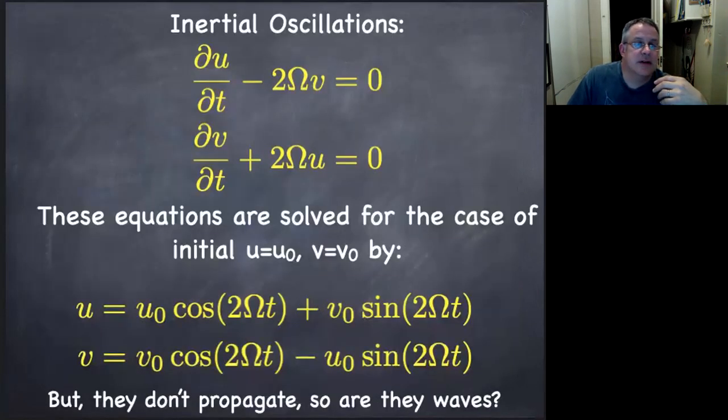Here are the equations for inertial oscillations, which we've already covered before. We have the Coriolis force, and then we have the time tendency. Notice that the U is here, and then the V is here and here. So these two equations are coupled, which means you can't solve one without the other. But you put them together, you eliminate the V, say, and then you get a second order time differential equation for U, and then you solve it. But it doesn't quite propagate, so there's no X or Y in here. In fact, it's an ordinary differential equation in time.